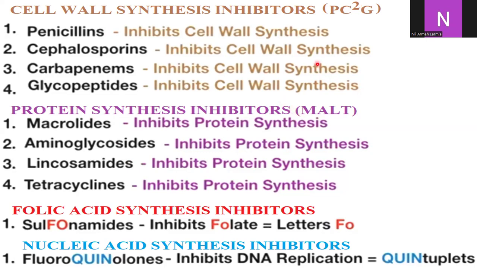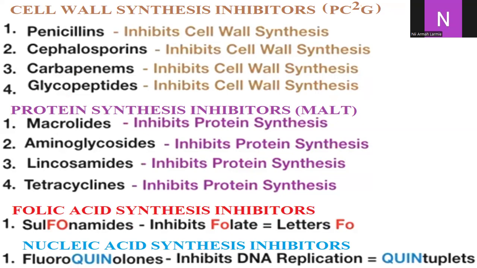And there we can use MALT to help us remember: macrolides, aminoglycosides, lincosamides, and tetracyclines. So I like to say MALT gives protein. MALT gives protein. Basically, the idea is that inhibiting MALT inhibits protein synthesis. And then we have the nucleic acid synthesis inhibitors. We have the indirect sulfonamides and the direct fluoroquinolones.